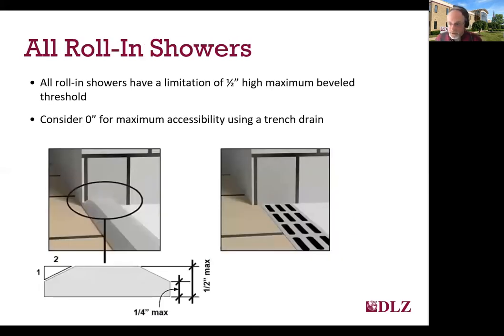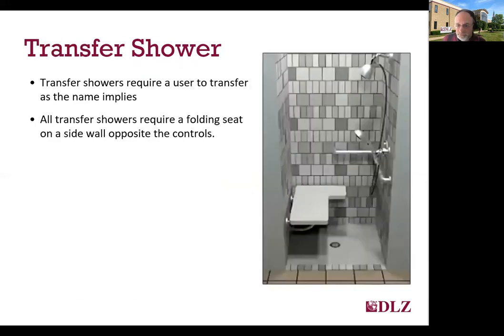All roll-in showers require a vertical threshold height maximum of 1/2 inch beveled. Obviously, this is a roll-in, so a person in a wheelchair is going to potentially roll in here. But consider making those thresholds as small as possible, including use of a trench drain to try to make that a zero entry area if you possibly can.